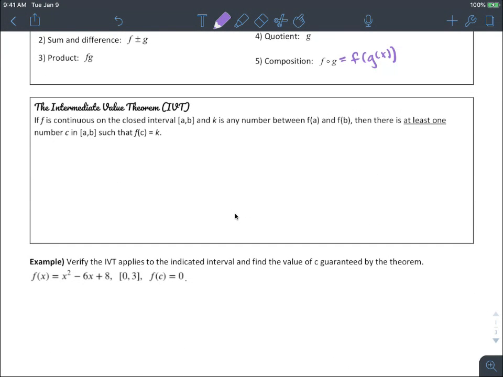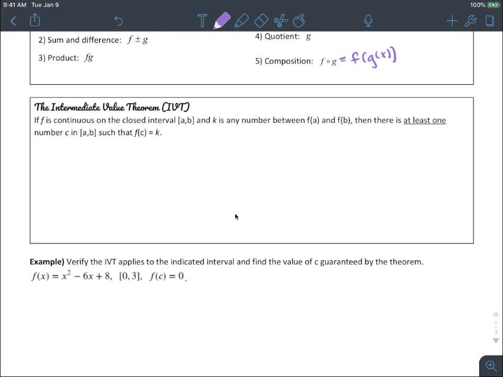Next, if f is continuous on a closed interval, and k is any number between f of a and f of b, then there is at least one number c in the closed interval a to b such that f of c is equal to k. And you're like, whoa, lots of mumbo jumbo. Okay, so let's look at this.